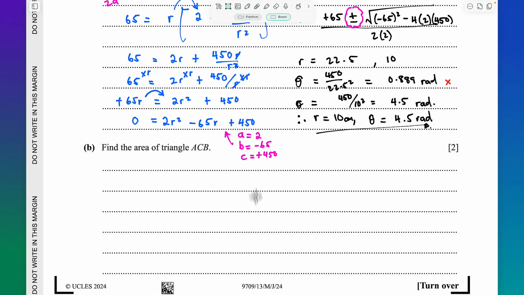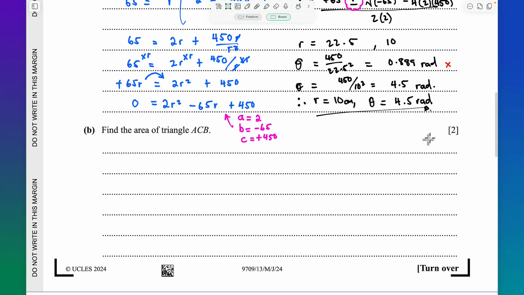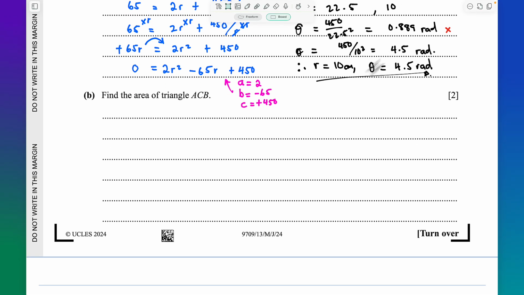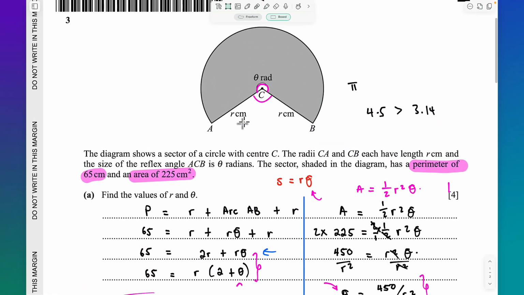Right, okay. Now, the next question, which is a 2-mark question, hopefully isn't going to be as much work. Find the area of the triangle ACB. Now, what is the triangle ACB? We don't see a triangle over here, right? So maybe let's just remove these.